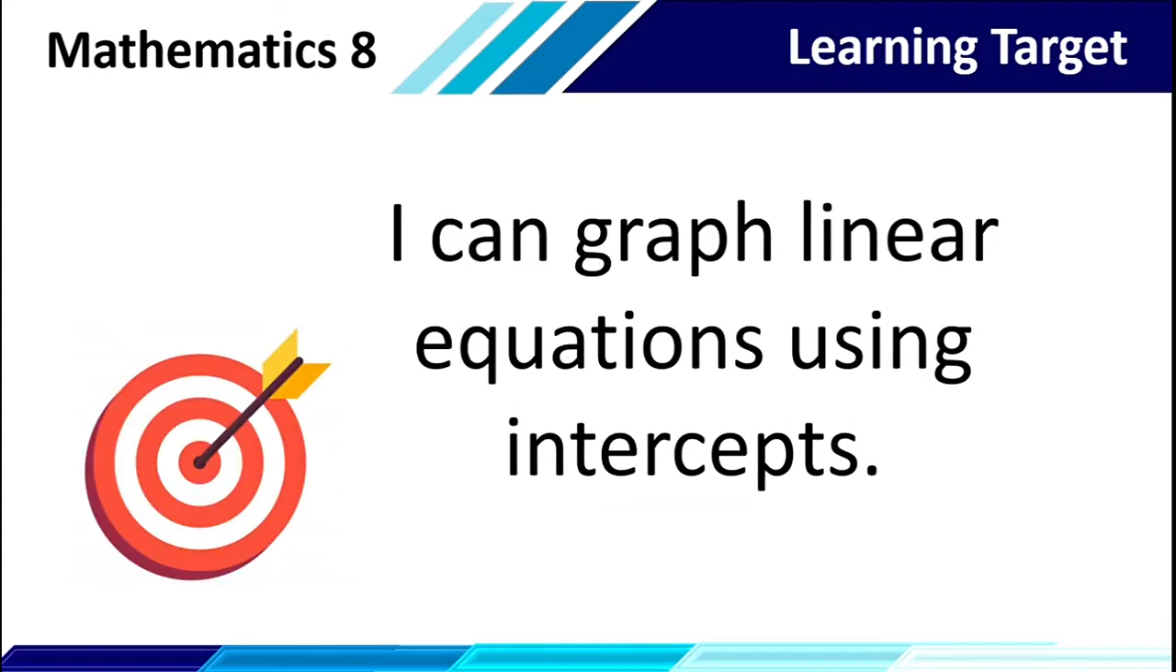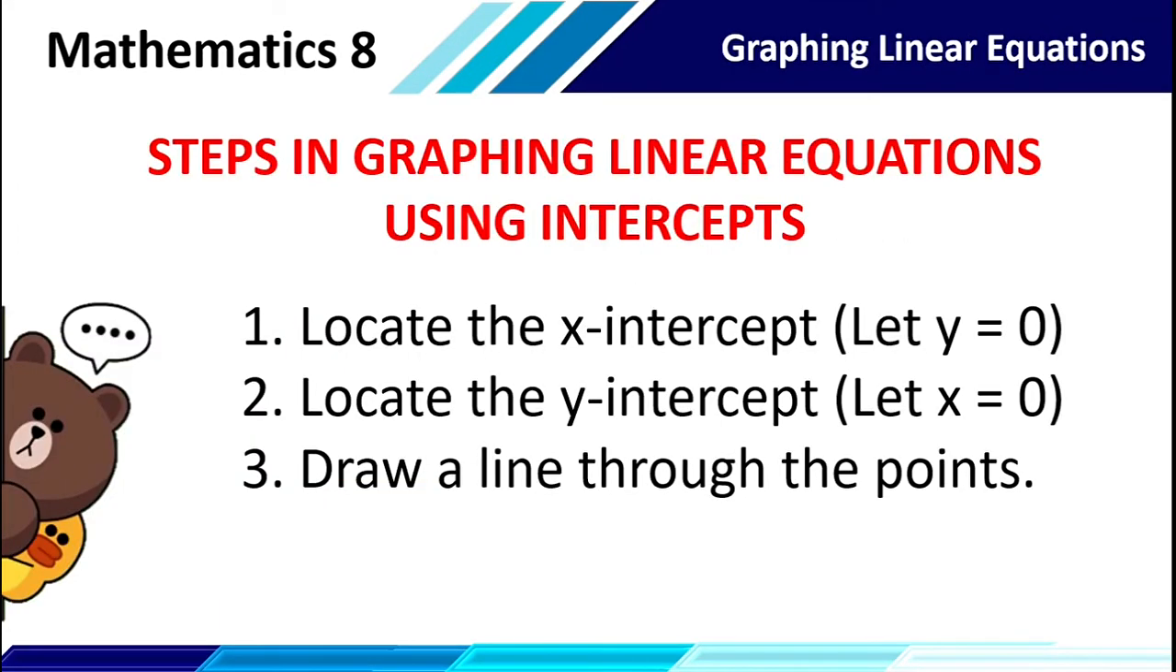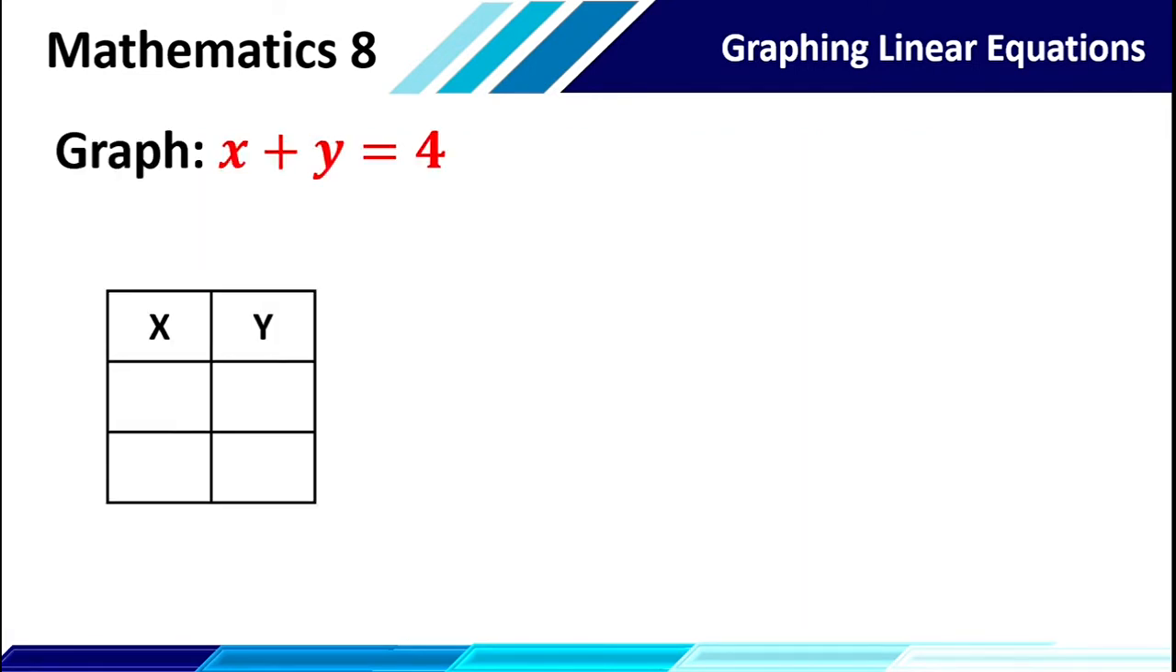In today's lesson, you should be able to graph linear equations using intercepts. There are three steps in graphing a linear equation using intercepts. Our first step is to locate the x-intercept by letting y be equal to 0. Second, locate the y-intercept by letting the value of x be equal to 0. And lastly, we need to draw a line through the points.